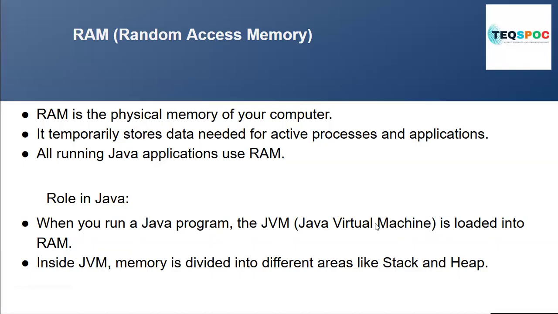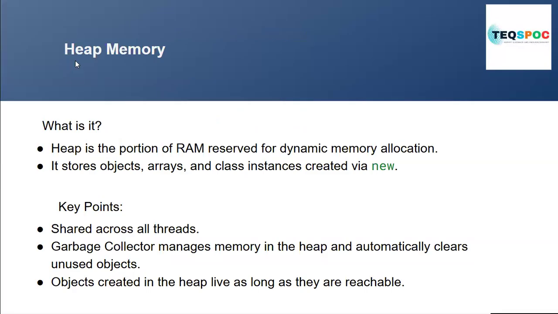Now we will understand what a heap is and what a stack is. RAM is divided into two memories, stack and heap. Now we are talking about heap memory. Heap is a portion of RAM reserved for dynamic memory allocation. It will allocate the memory dynamically. In heap memory, objects are created and stored.